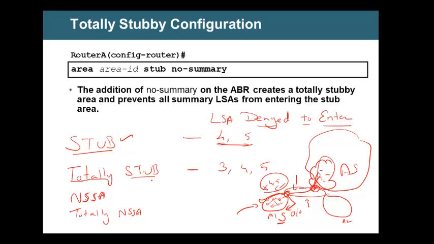Totally stub. What does that mean, totally stub? You see, type 3 is also denied. That is why it is total. What are all the LSAs that come from outside? 3, 4, and 5. Is there anything else coming? Type 1 and 2 belong to the local area. All other LSAs are coming from outside. If you deny all other LSAs, we call it totally stub.